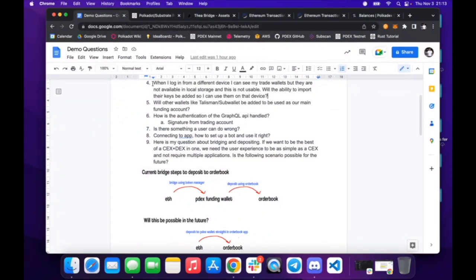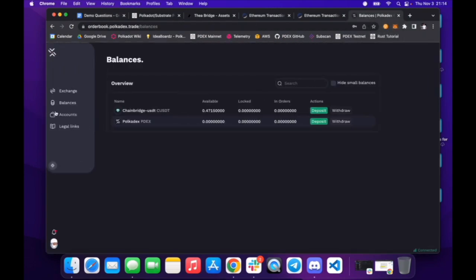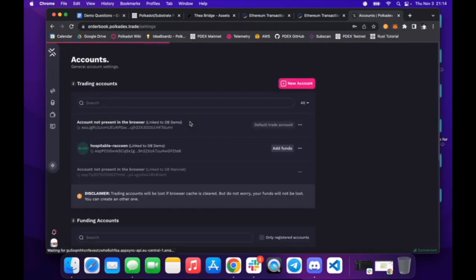So yeah, when I log in from a different device, I can see my trade wallets, but they're not available in local storage. Yes, all the information is stored in your browser. So if you use a different browser and you log into your account with your email address and password, you will see that that account is not present in that browser.